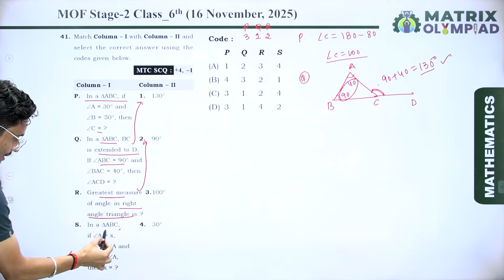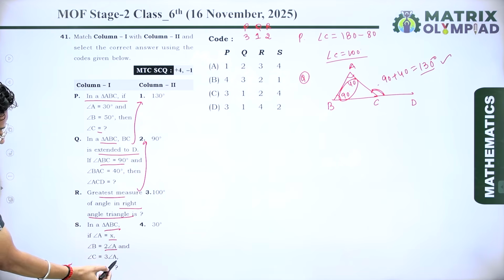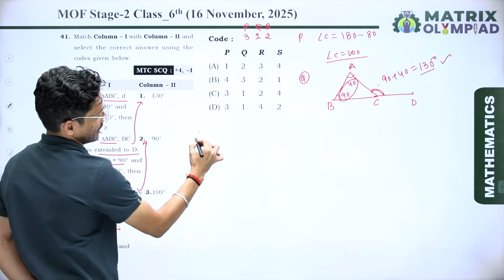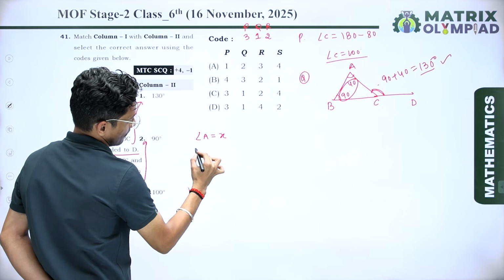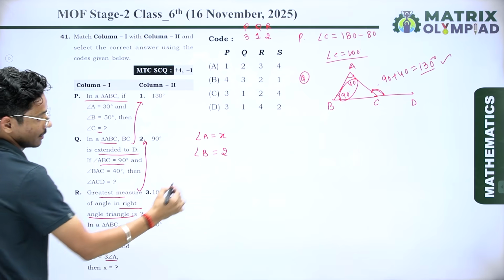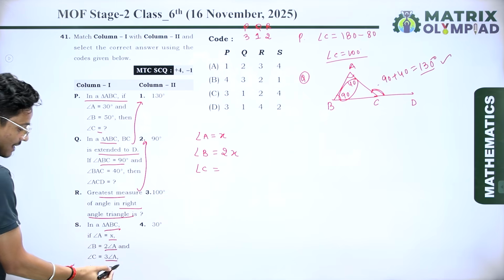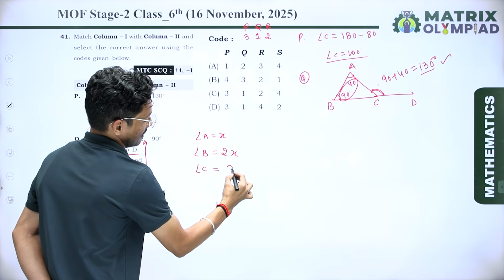In triangle ABC, angle A equal to x, angle B equal to 2 times of angle x, and angle C equal to 3 times of angle x. So let's angle A here we have given, that is x. Angle B, that is the 2 times of angle A, that is 2x, and angle C is equal to the 3 times of angle A, that is 3x.